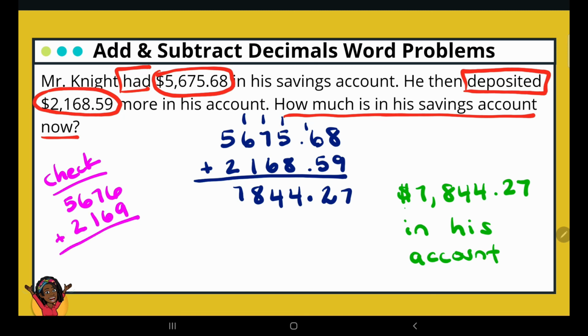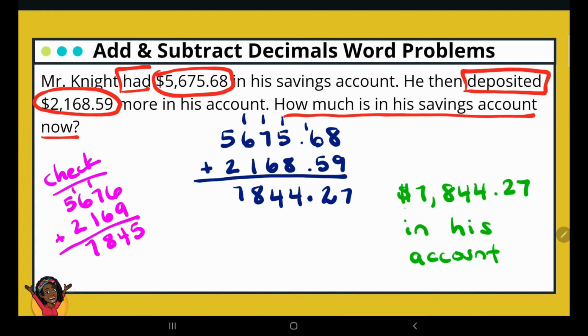And then I'm going to add them just like I would. 6 plus 9 is 15. Carry the 1. 7 plus 6 is 13. Plus 1 is 14. 6 plus 1 is 7. Plus 1 is 8. And then 5 plus 2 is 7.